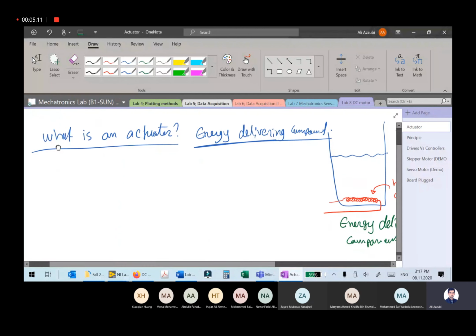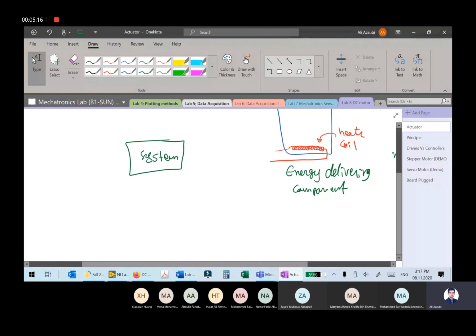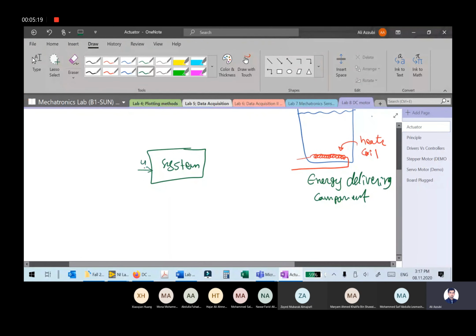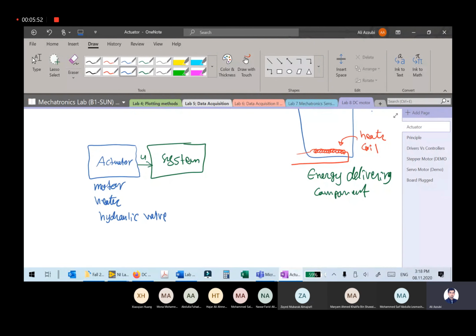In a system, now in feedback systems, you may have a system like this, and the system can have an input. In more detailed block diagrams, where you have to show each component, sometimes the actuator is here. Basically this is the actuator, the element that is actually forcing the system or giving energy to the system in order to change its state. This can be a motor, heater, hydraulic valve, and with these you have hydraulic actuators.